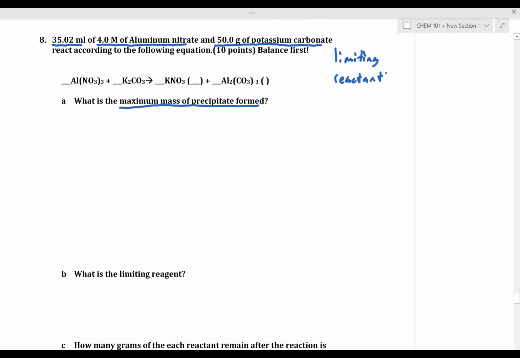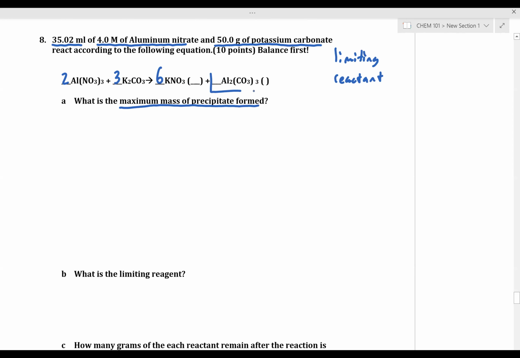And the way that we approach these sorts of problems is, first and foremost, we need to balance the equation. So I see I have 2 aluminums on the right, so I'm going to put a 2 in front of aluminum nitrate. In terms of carbonates, we have 3 carbonates on the right, so I'm going to put a 3 in front of potassium carbonate. I have 6 nitrates and 6 potassiums, so I'm going to put a 6 in front of potassium nitrate.